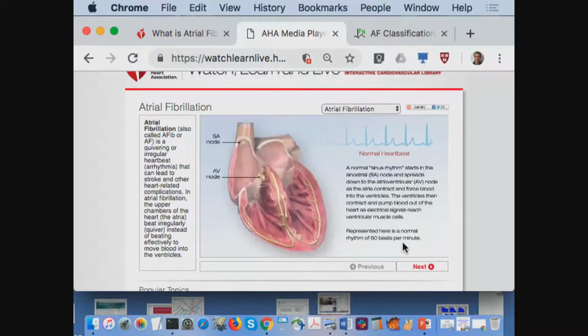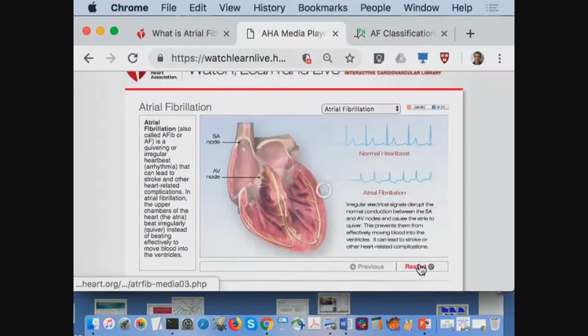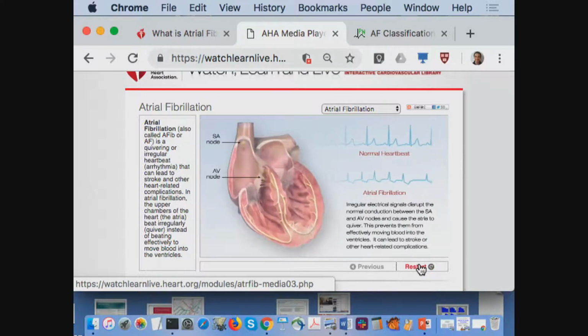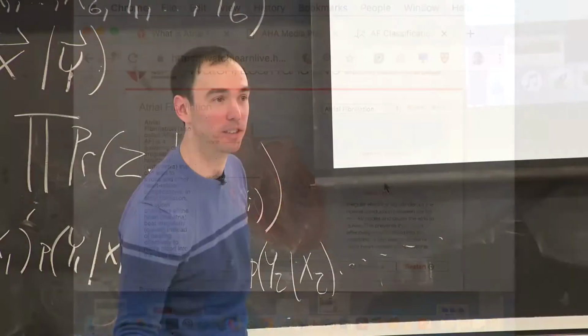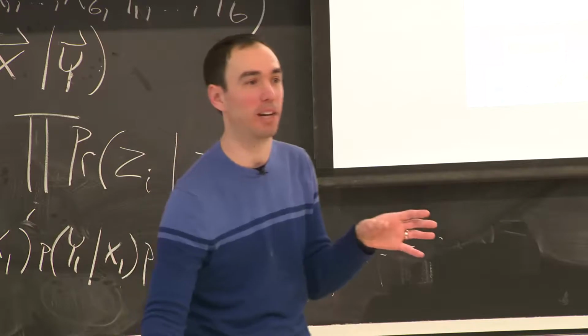Now, for a patient who has atrial fibrillation, it looks more like this. So much more obviously abnormal, at least in this figure. And if you look at the corresponding signal, it also looks very different. Right? So this is just to give you some intuition about what I mean by atrial fibrillation.